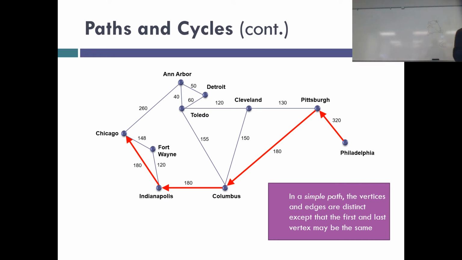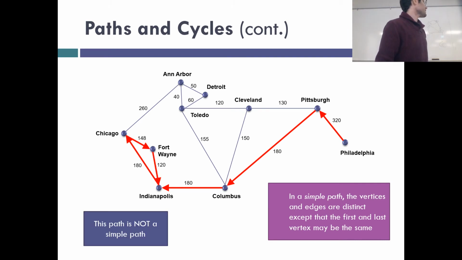But ideally, you're not going to want to go over the same place twice because otherwise you're going to be repeating stuff you've seen, and that's boring. So that would be a simple path. Specifically, this is not a simple path because we're repeating stuff for God knows how long.